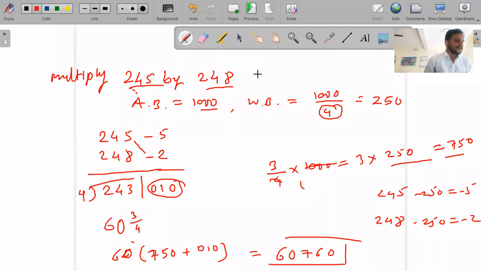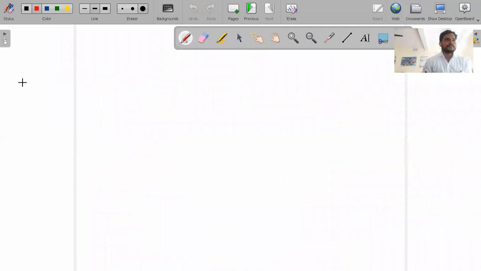Okay, let's have an example. Say 58 multiplied by 42. What will be the base? Yes, 50. 50 will be the base. Do the multiplication and give me the answer.